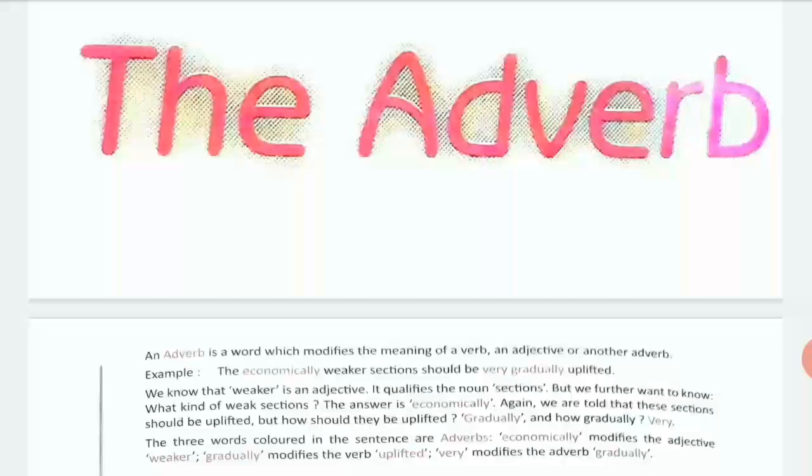Let's take an example. The economically weaker sections should be very gradually uplifted. Now, of course, over here we know that the three words that have been highlighted with the pink color are adverbs. But how? The word economically over here qualifies or modifies the adjective weaker. Again, we are told that these sections, which are weaker sections, should be uplifted. But how should they be uplifted? Gradually. So gradually is another adverb.